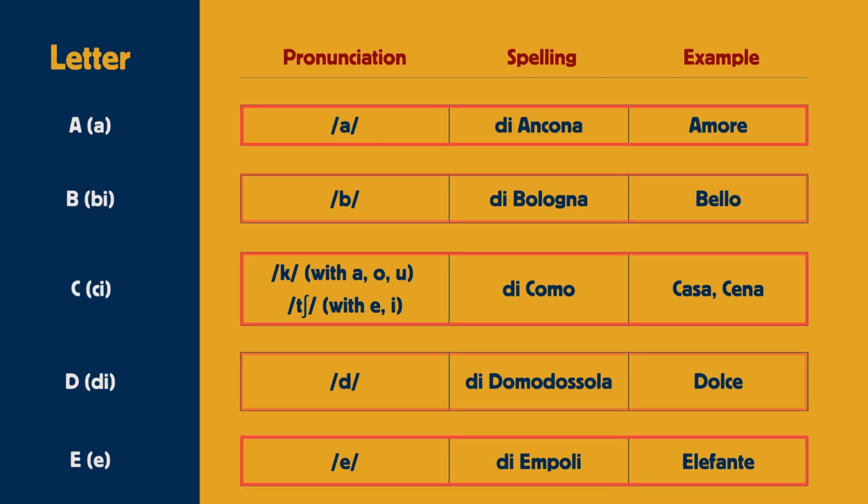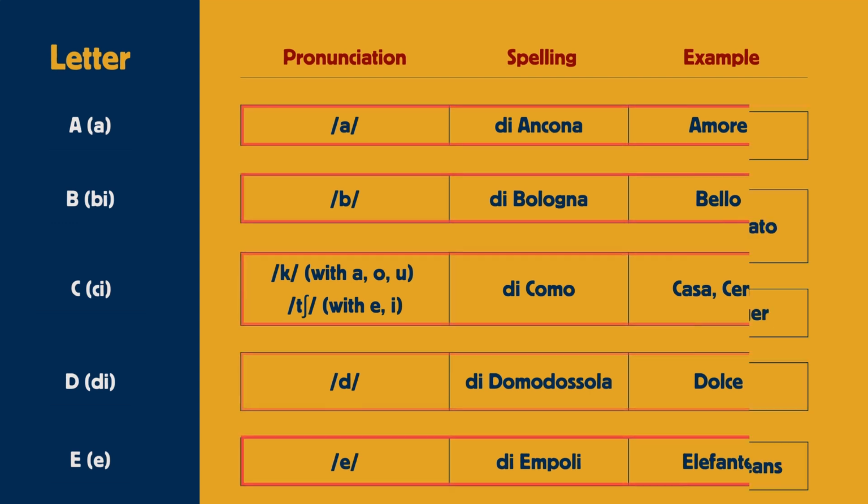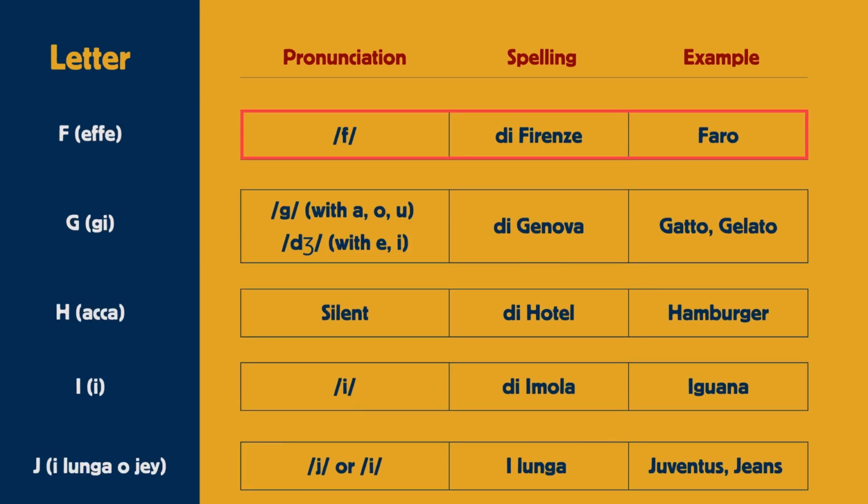E, like Empoli or elefante. F, like Firenze or faro. G has also 2 pronunciations. It sounds like G, as in go, before A or U, gatto. And it sounds like G, like gel, before E or I, Genova, gelato.